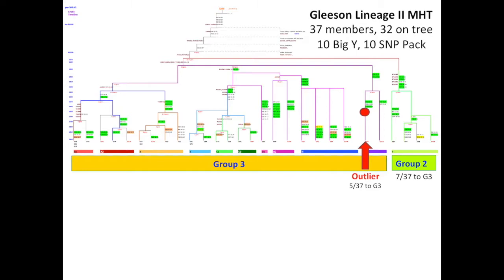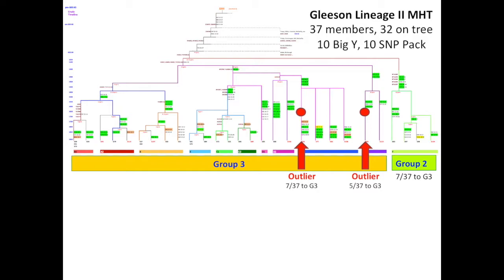Also, there was another outlier identified here. His minimum genetic distance to anybody else in group 3 was 5 out of 37, below the threshold, therefore not grouped. There was another outlier here. Minimum genetic distance, 7 out of 37 to everybody else in the group, but still sharing those SNPs that we talked about.